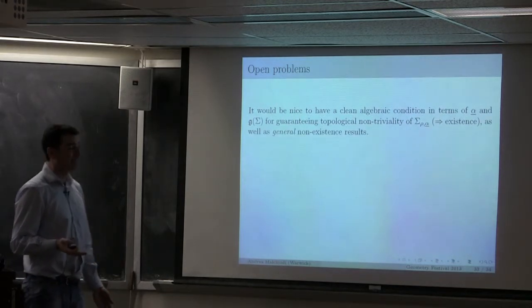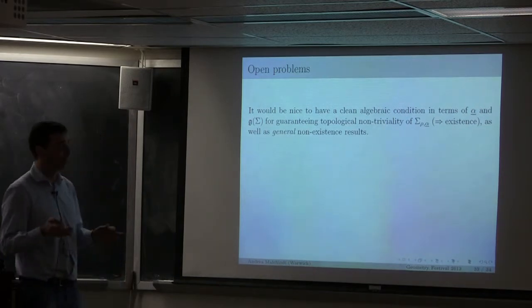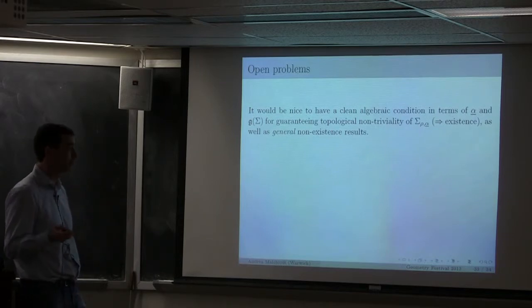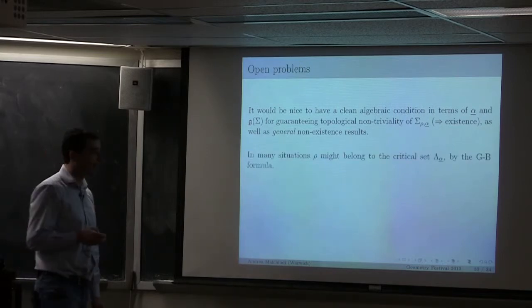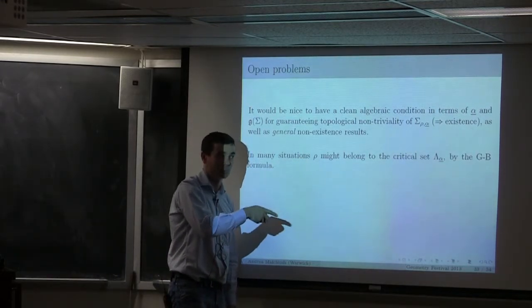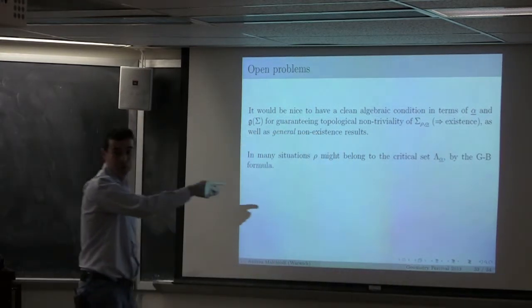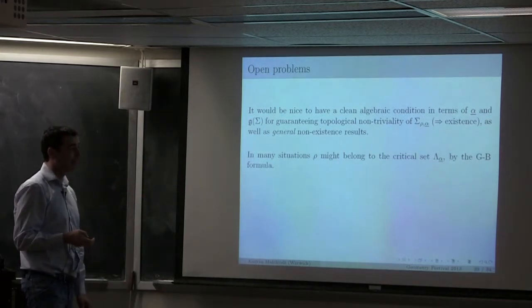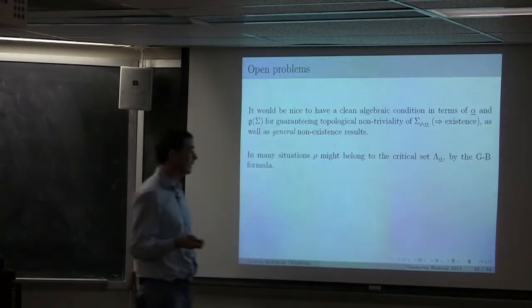And as well, it would be nice to find somehow general non-existence results. Ideally, it would be great to prove that maybe this might be a necessary and sufficient condition. But maybe the non-existence result would be even harder, I guess. In fact, in many situations, the parameter rho, which is the integral of the curvature over the smooth part, might actually belong to the critical set lambda alpha. So we were avoiding those values for compactness reasons. And you might see that this set belongs to lambda alpha just by the Gauss-Bonnet formula.